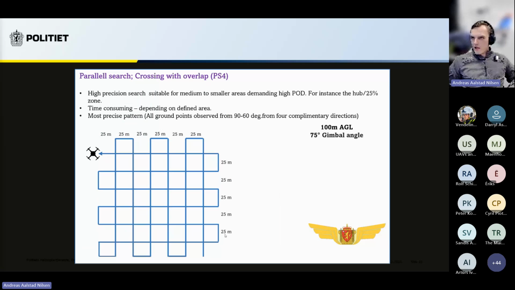Lastly, we have the parallel search 4, which basically is a parallel search 2 done twice, perpendicular upon each other. It's very time consuming, but it's definitely the most accurate search pattern we have. So one must use the degree of probability of detection that is needed according to the density of the vegetation.